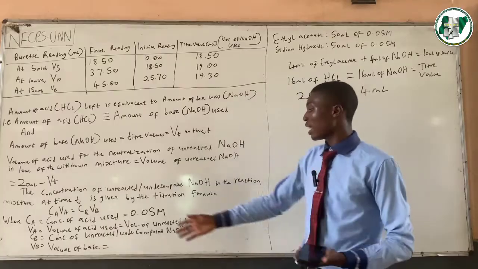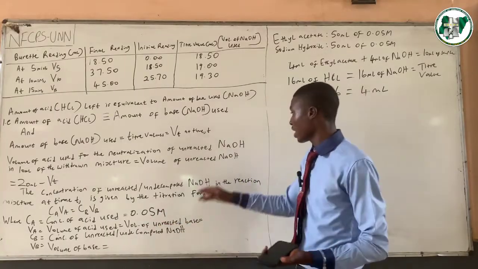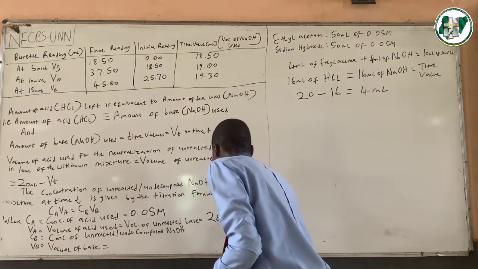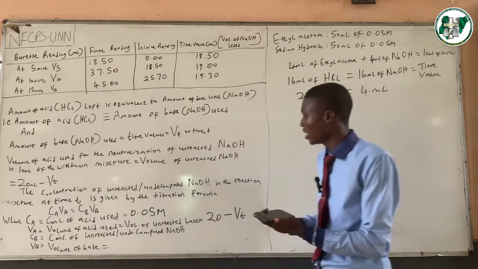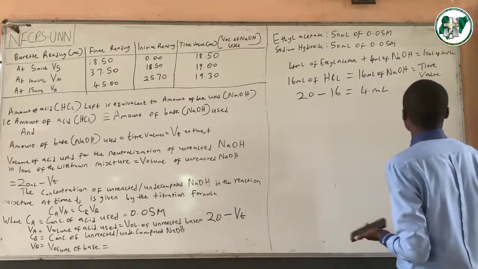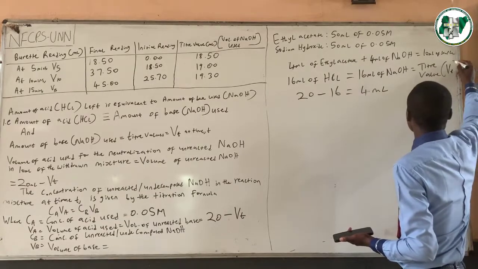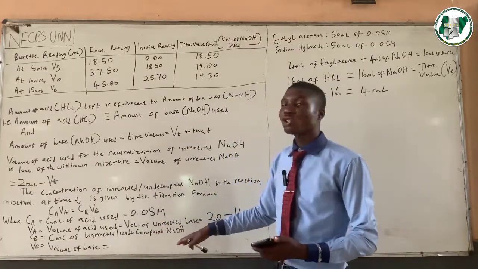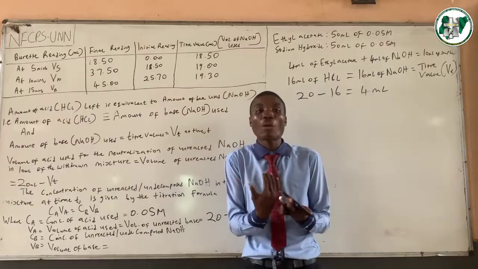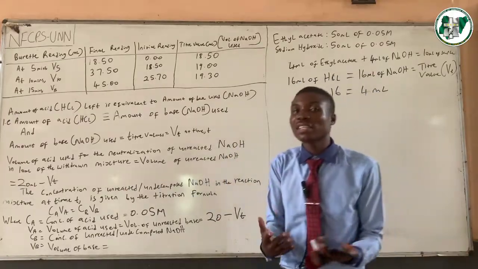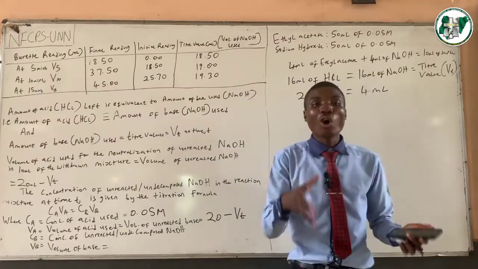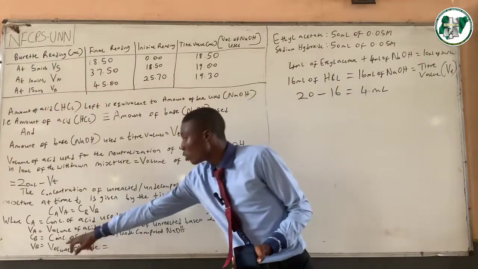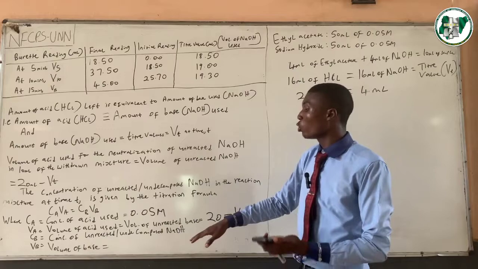And the volume of acid used is actually equivalent to the volume of unreacted base. And we have already seen that the volume of the unreacted base is equivalent to 20 minus titer value, because our titer value is represented by Vt. So the next one is the concentration of the unreacted or undecomposed sodium hydroxide, and that's what we want to calculate, because we know the volume of the base in the solution, but we don't know the concentration of the base in that particular solution.